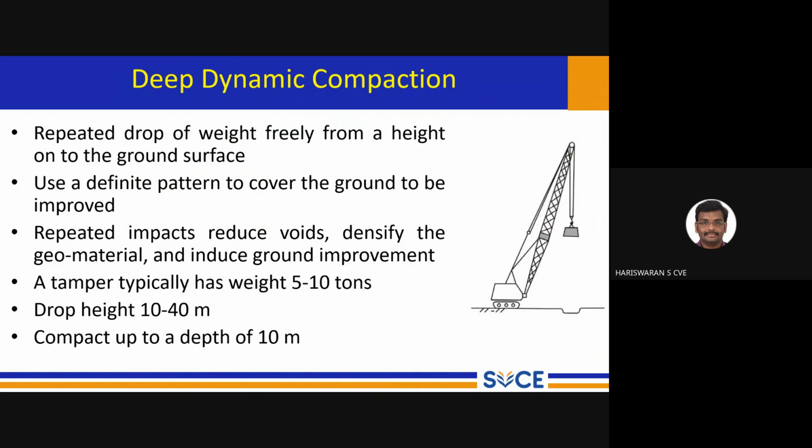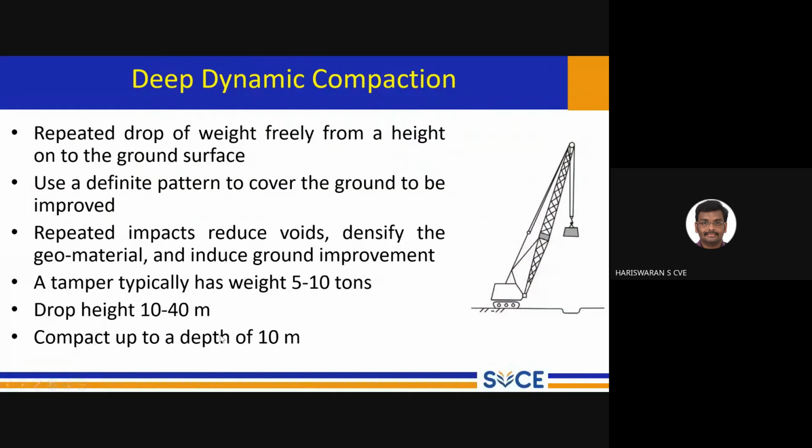So because of that energy, we can expect some type of subsidence on the ground surface. That is the main concept here. Typically, the type of soil that can be compacted this way is cohesionless soil, or soil having very little cohesion or clay content. A tamper may weigh 5 to 10 tons, and a drop may be 10 to 40 meters.